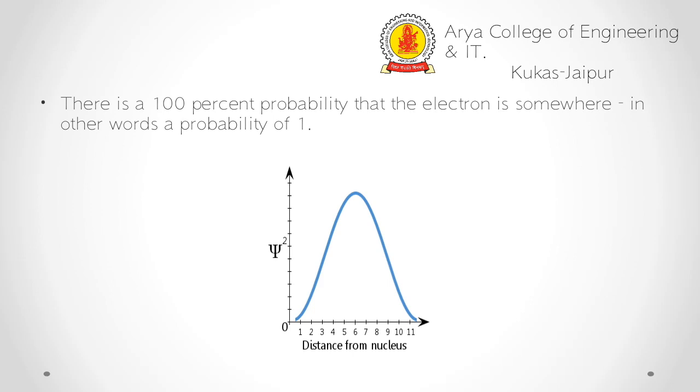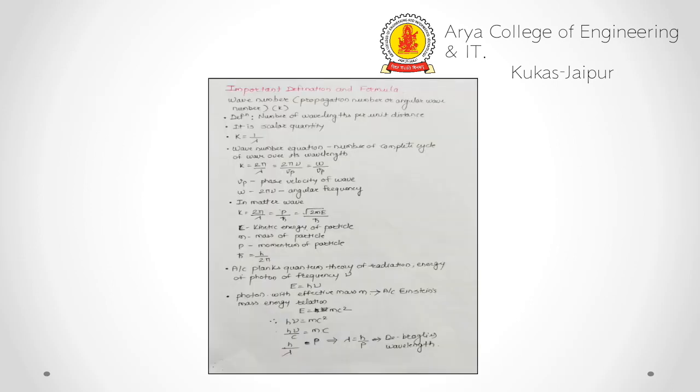In this diagram, on the y-axis we are showing the probability density psi square. On the x-axis, we are showing the electron's distance from the nucleus. The curve shows the probability of existence of the electron. The peak shows the maximum probability of the electron in this particular area.